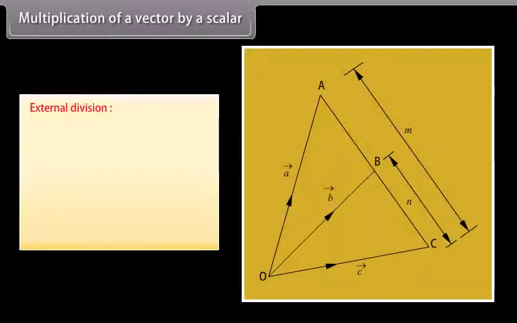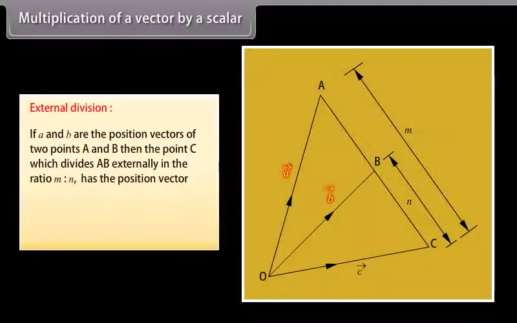External division. If A and B are the position vectors of two points A and B, then the point C, which divides AB externally in the ratio m is to n, has the position vector vector C equals m into vector B minus n into vector A by m minus n.